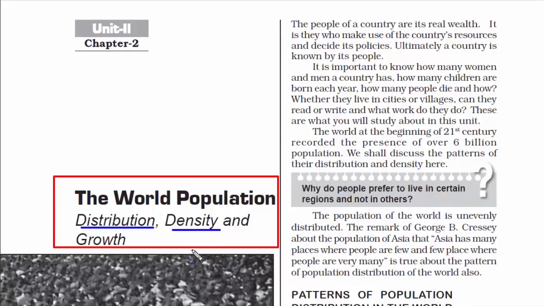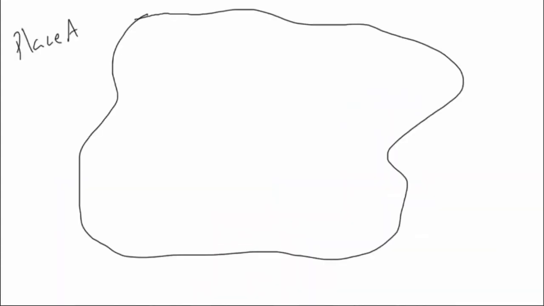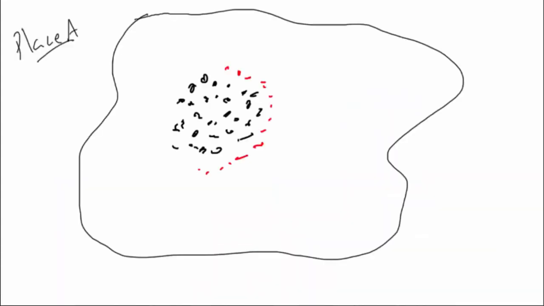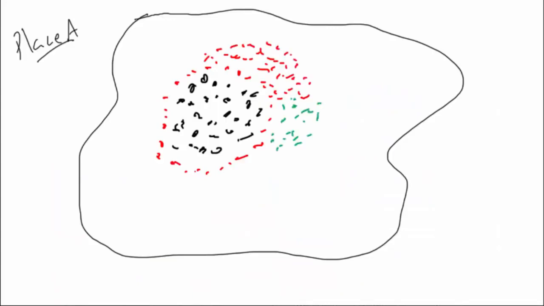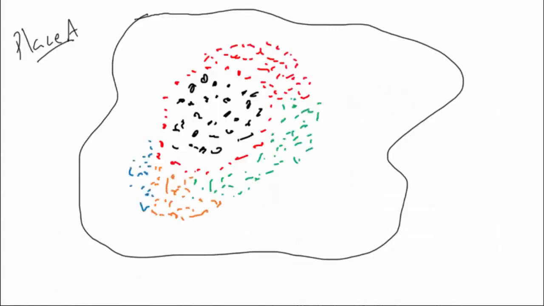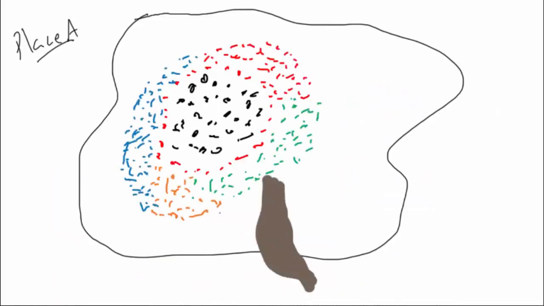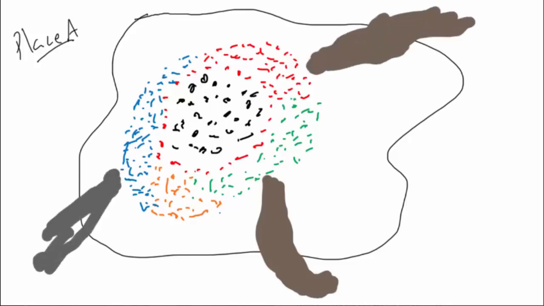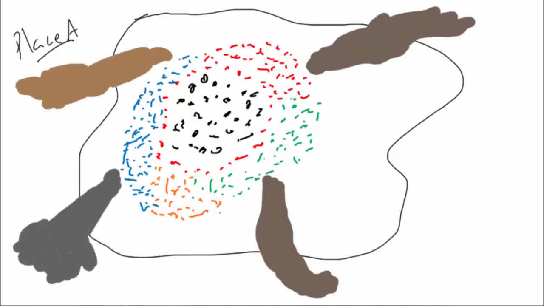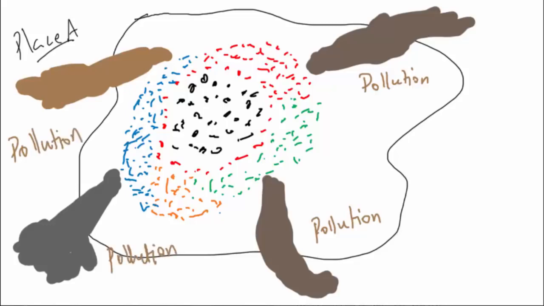Coming to the second term, density. By density we mean how many people are packed in a specific amount of space. And again, it is important to know this because if we know how many people are squeezed in a set amount of place, we can control the population from causing environmental pollution. If a place is packed with people and people have needs, in fulfilling those needs, there will be pollution, right? So think of it that way.